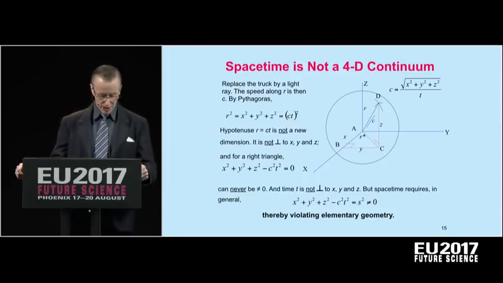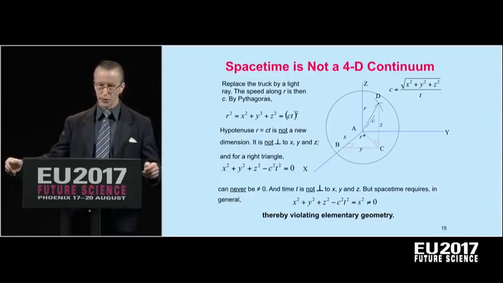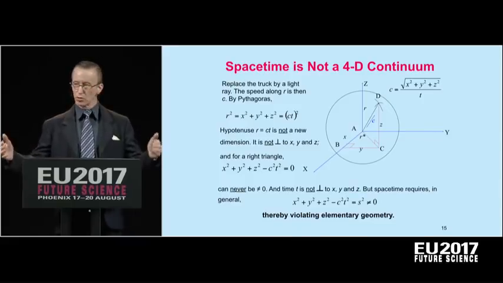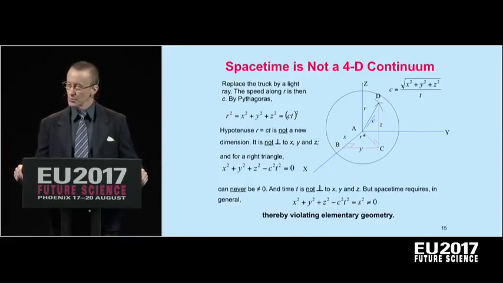So for the right triangle, x squared plus y squared plus z squared minus c squared t squared equals 0 always. So it can never be not equal to 0, and it can never be orthogonal to x, y, and z. It's always the hypotenuse of a right triangle. So if you take away the sides of the triangle and just leave the radius line, does it change anything? No, it doesn't. It's still the hypotenuse of a right triangle, but we don't have the right triangle there anymore, and with the right triangle disappeared, magic is done.